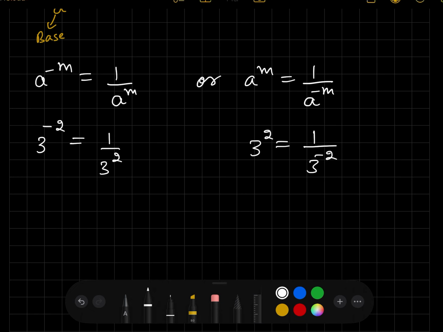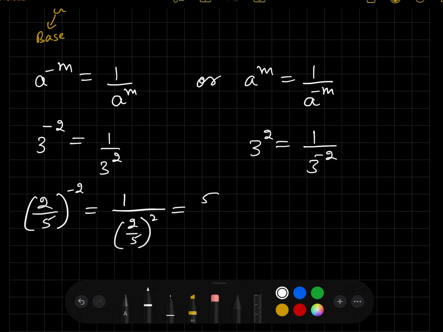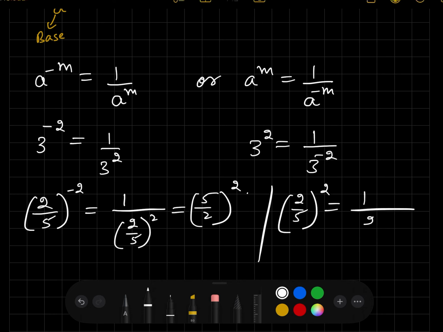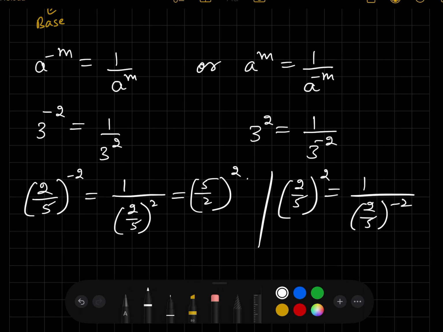Understood? Or if you have some fraction, say 2 by 5 raised to negative 2, it can be written as 1 over 2 over 5 raised to 2, or you can say this is 5 over 2 raised to 2. Okay, so this way you can write. Or if it is 2 upon 5 raised to the power 2, we can write it as 1 over 2 over 5 raised to negative 2, or we can say 5 over 2 raised to negative 2 is equal to 2 over 5 raised to 2.